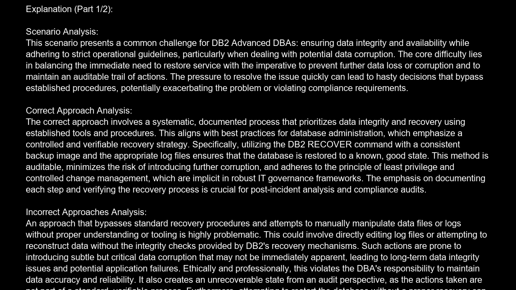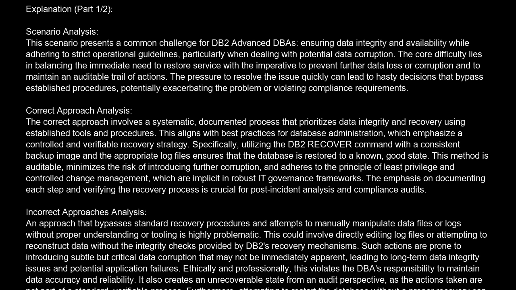An approach that bypasses standard recovery procedures and attempts to manually manipulate data files or logs without proper understanding or tooling is highly problematic. This could involve directly editing log files or attempting to reconstruct data without the integrity checks provided by DB2 recovery mechanisms. Such actions are prone to introducing subtle but critical data corruption that may not be immediately apparent, leading to long-term data integrity issues and potential application failures.